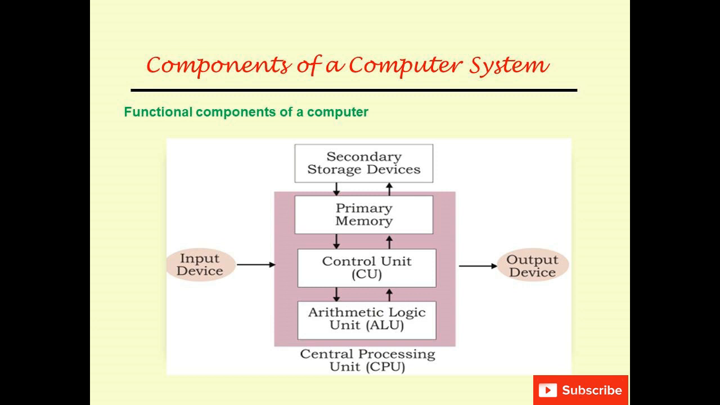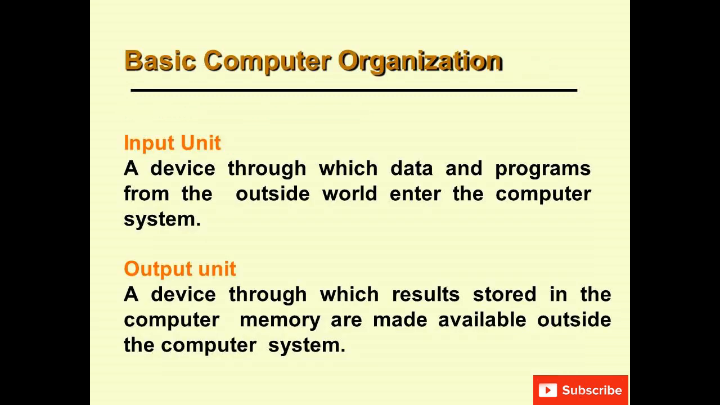Input unit is a device through which we feed data into the computer system. For example, keyboard, mouse, scanner, OMR (optical mark recognition), OCR (optical character recognition), MICR (magnetic ink character reader), microphone, graphic tablet, barcode reader, joystick, etc. Output devices are those through which we get the output. For example, monitor, speaker, printer, plotter, projector, etc.